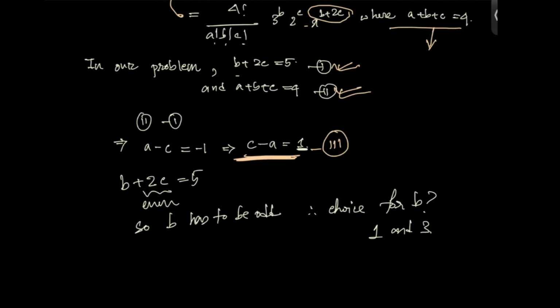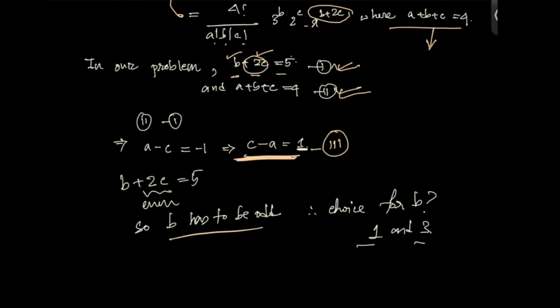Now come back to this first equation, B plus 2C equal to 5. 2C is always even because 2 is multiplied with it. Since the sum of B and 2C is 5, which is odd, B has to be odd, because the sum of two evens will be even, and 5 is not even. So B has to be an odd number between 0 and 4. So how many odd numbers are between 0 and 4?